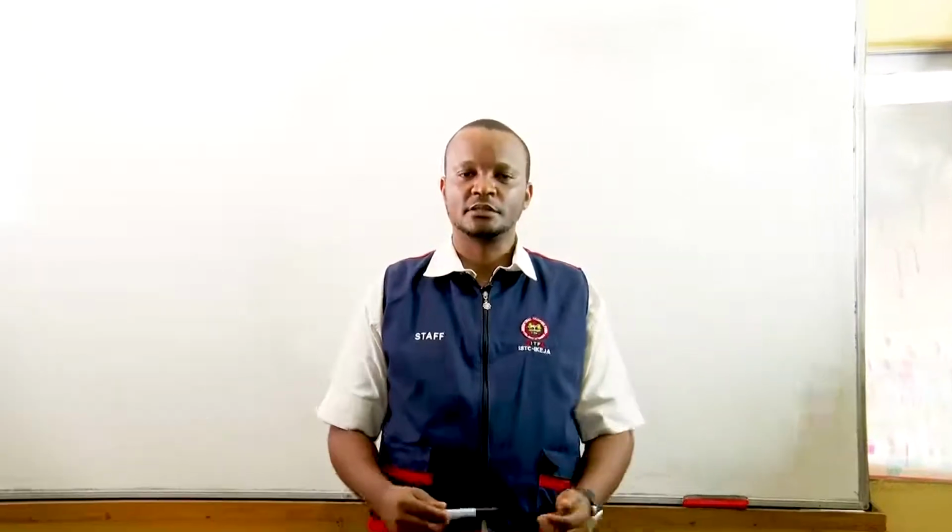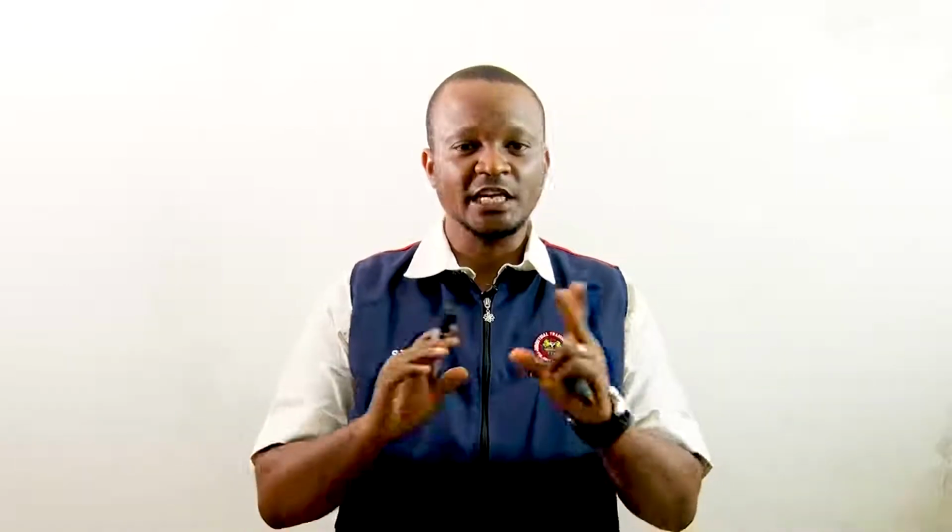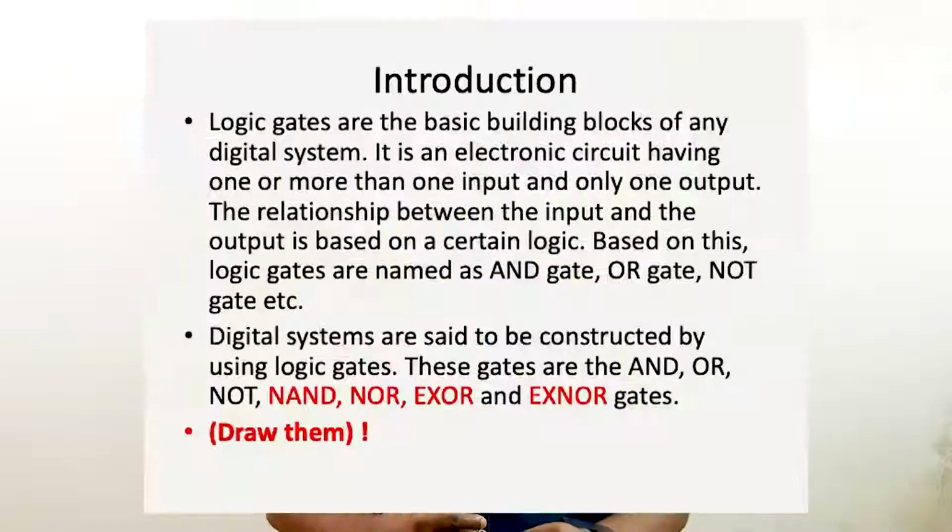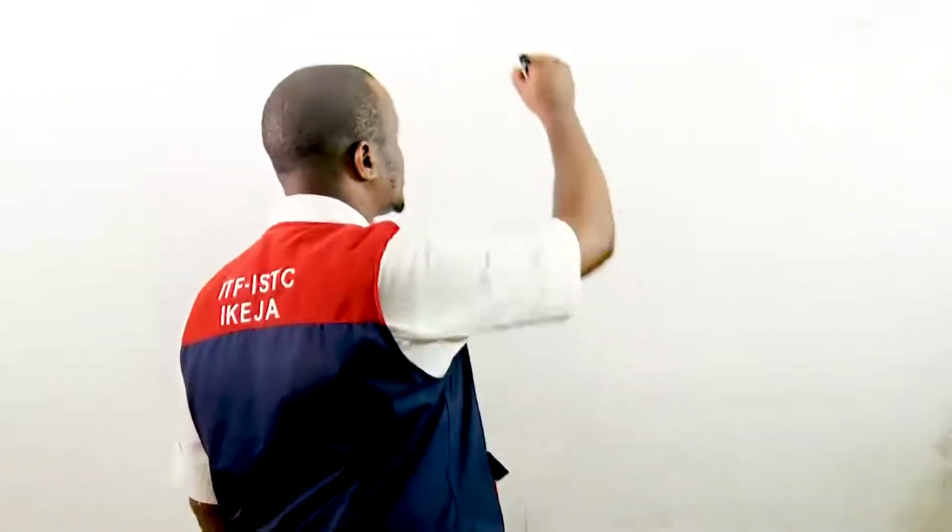What are logic gates? Logic gates are the basic building blocks of any digital system. It's basically an electronic circuit having more than one input and only one output. Now, the relationship between the input and the output is based on a certain logic. Based on these logic gates, the gates are named. And what are these logic gates?